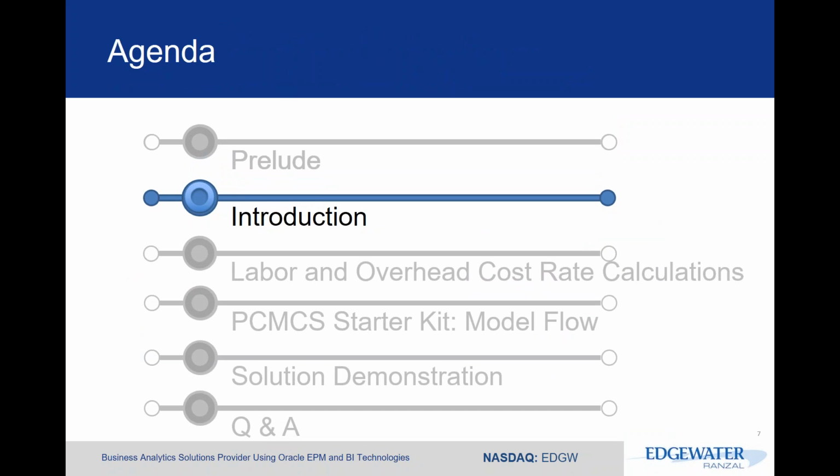Okay, thanks, Bart. Our remaining agenda topics are as follows. We're going to do a little bit of introduction into the topic itself and what we're really talking about with these cost rates. We'll look a little bit at the calculation process and what we're specifically referring to. We'll talk about the model flow in our starter kit solution. We'll have a demonstration of the solution, and after that, with the time remaining, we'll address the questions.